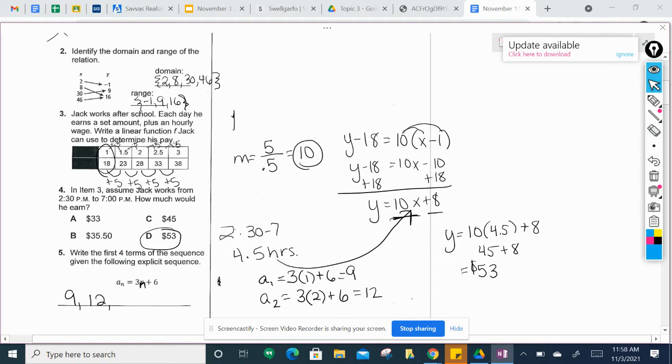Now you may already see the pattern forming, but I'm a cautious person, so I'm going to at least go one more and find a sub 3, which means 3 times 3 plus 6. 3 times 3 is 9. 9 plus 6 is 15. And at this point, I now see the pattern. I see I'm adding 3 each time, so I'm just going to say the fourth term there is 18.